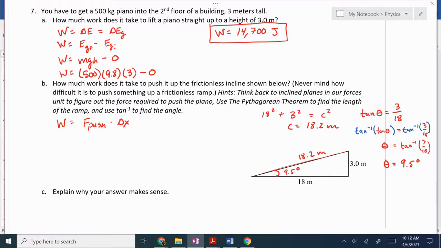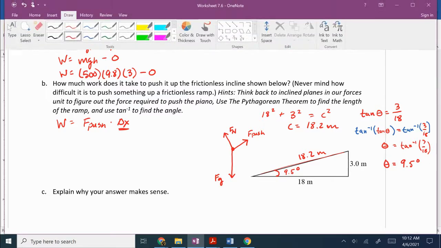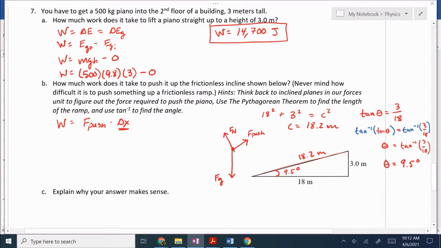So we've gotten the delta x part. Now we've got to get the F push part. It says think back to how we did inclined planes. You might need to take your physics journal and go back to the inclined plane notes. Let's take a look at what we got here. We have the force of gravity. Just draw a quick force diagram here. We've got our force of gravity, our normal force in that direction, and the force push, which is what we're looking for. Let's recall that how we do these is we break the force of gravity into pieces.